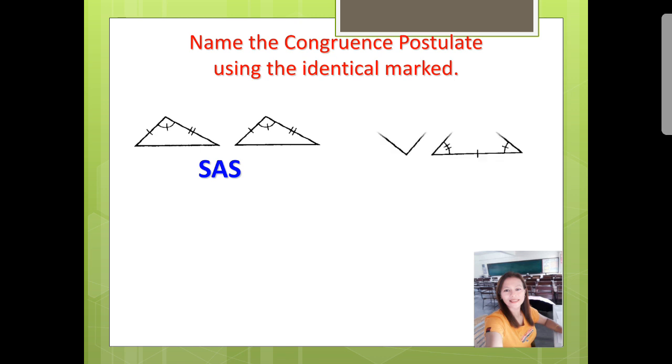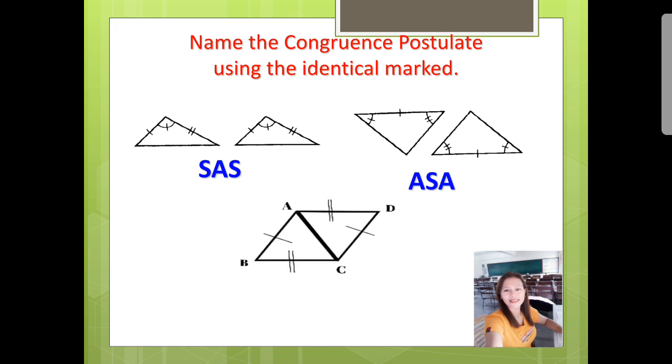The next one. What is the included part? The side, in between two angles. So therefore, angle side angle. How about this one? So obviously, it is what kind of congruence postulate? Side, side, side.